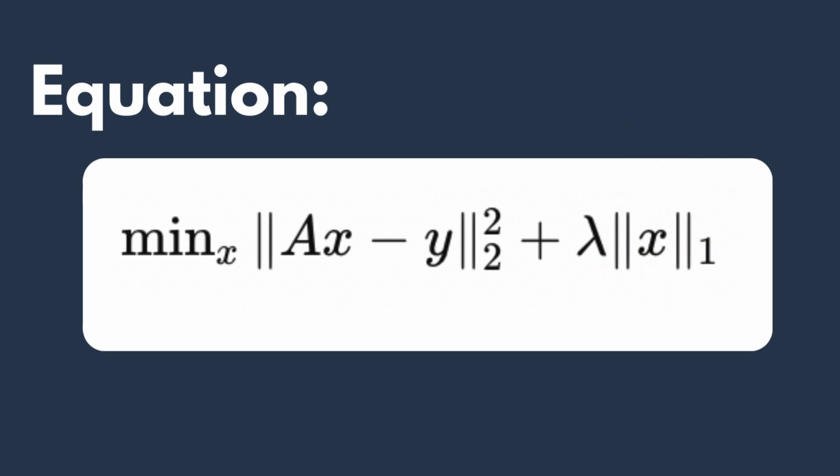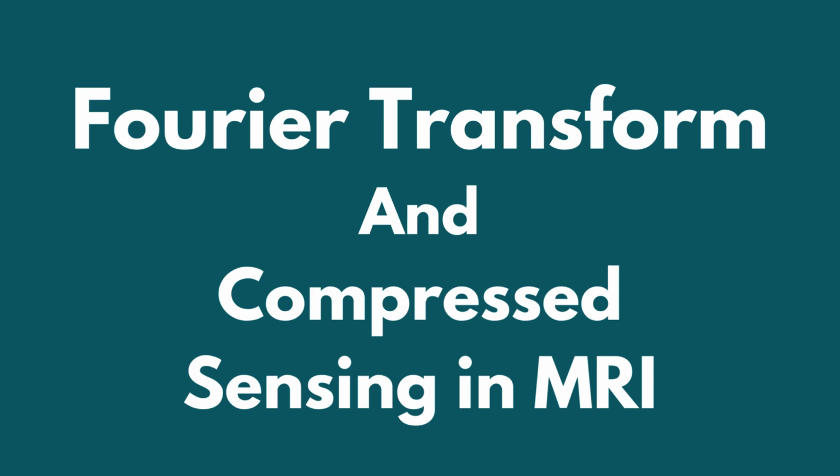This equation overall helps us find the signal x that both fits the MRI data closely and remains sparse, allowing us to use fewer measurements while still producing high-quality images. Overall, these are two important mathematical parts behind MRIs.